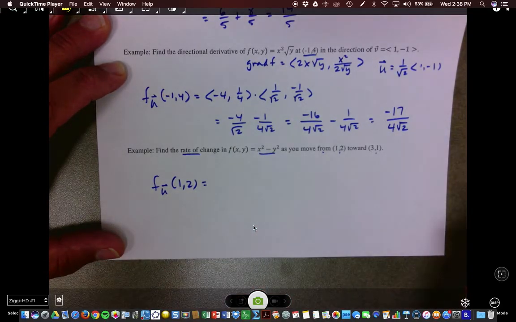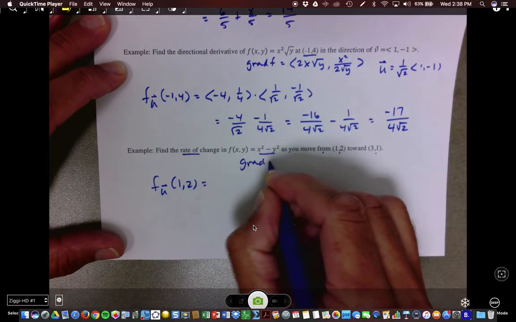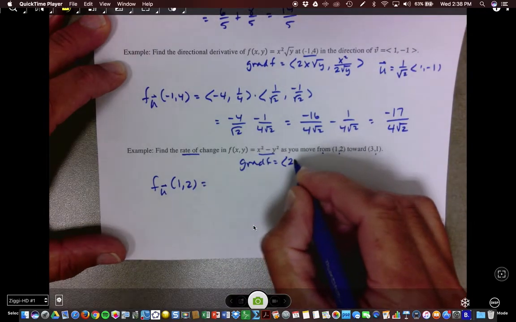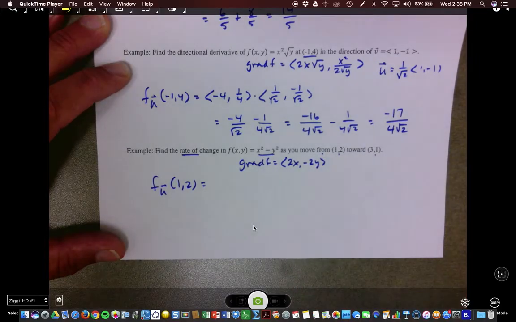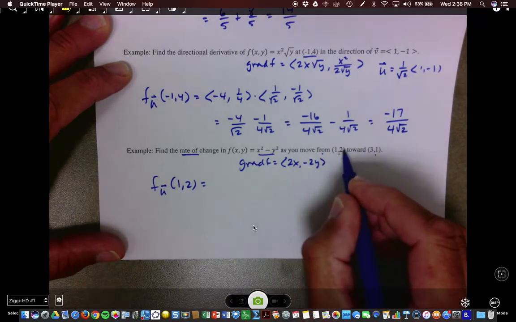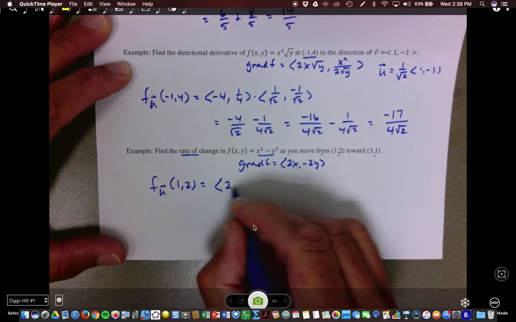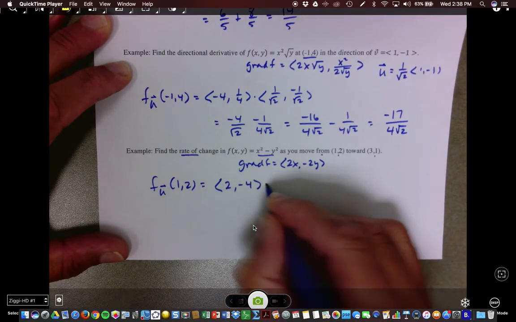Okay, so we're going to need the gradient of this. The gradient of f is going to be a vector whose components are 2x and negative 2y. We're going to find that gradient at the point (1, 2). So put 1 in for the x and you're going to get 2. Put 2 in for the y and you'll have negative 4.